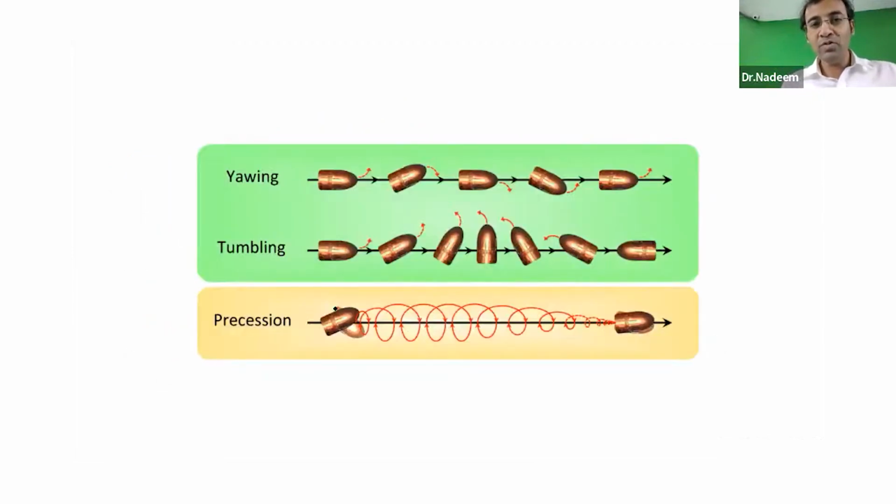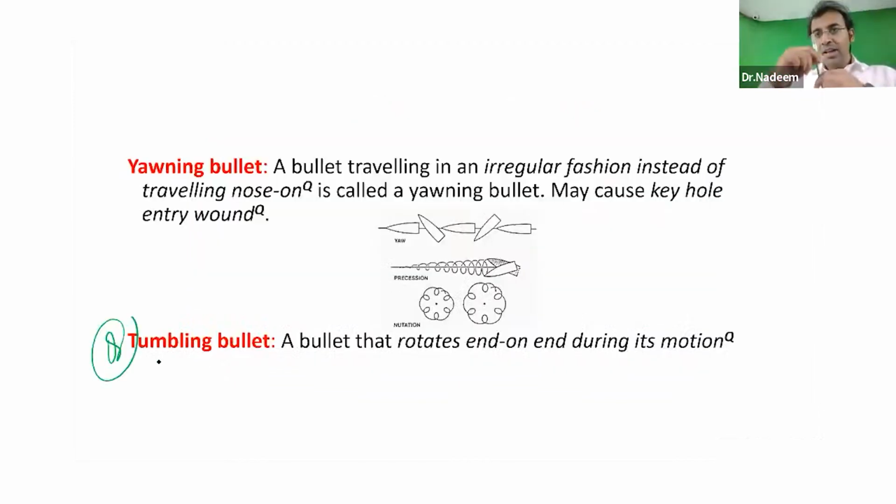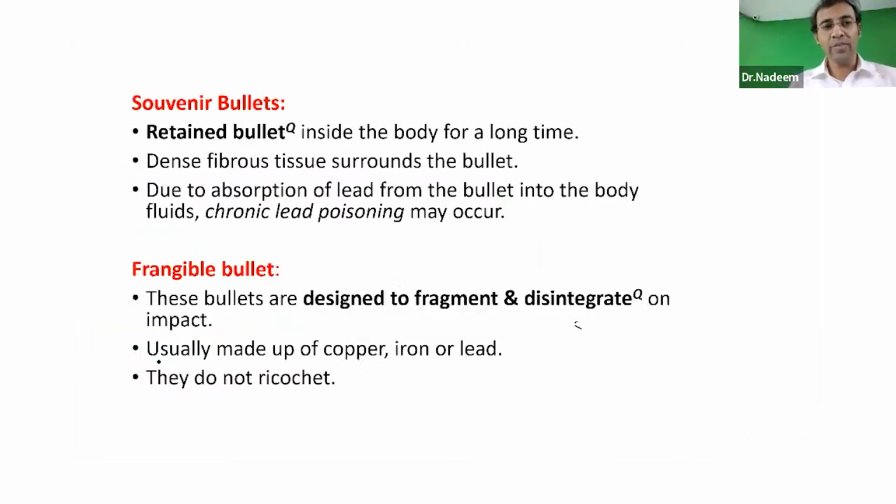Yawning bullet. See, a yawning bullet means that after firing, the bullet is going in this manner, like this. What is the meaning of the tumbling bullet? If there is end-to-end rotation of a bullet, this is called the tumbling bullet.